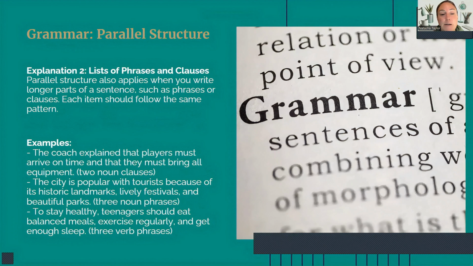And another explanation, something else I want you to keep in mind, are lists of phrases and clauses. Parallel structure also applies when you write longer parts of a sentence, such as phrases or clauses. Each item should follow the same pattern. So here are some examples of that. The coach explained that players must arrive on time and that they must bring all equipment, 2 noun clauses. Or the city is popular with tourists because of its historic landmarks, lively festivals, and beautiful parks, 3 noun phrases. And to stay healthy, teenagers should eat balanced meals, exercise regularly, and get enough sleep, 3 verb phrases.